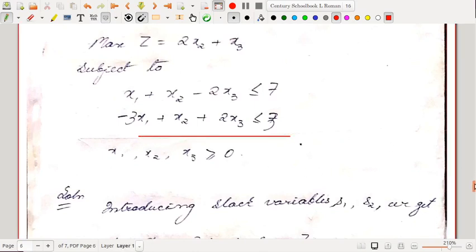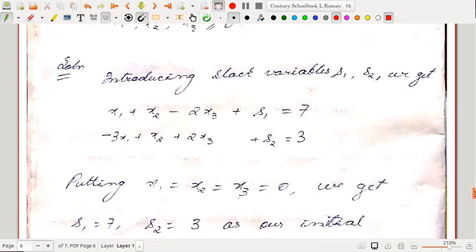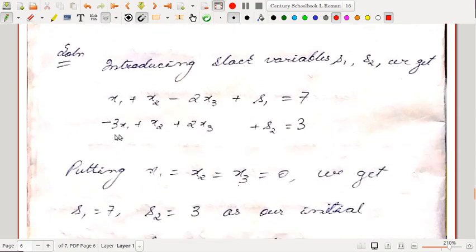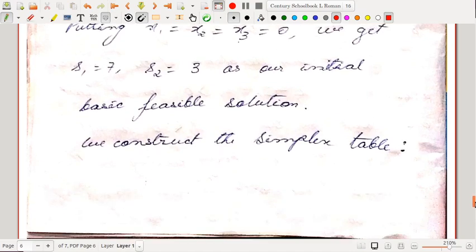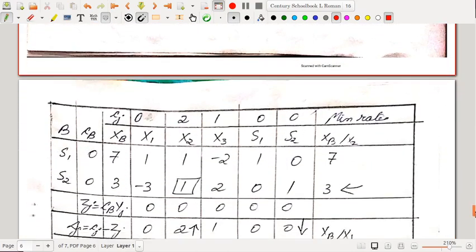We will proceed as we have done earlier, introducing slack variables s1 and s2, we get this, and then putting x1, x2, x3 equal to 0, we get s1 equal to 7, s2 equal to 3 as our initial basic feasible solution. So we construct the simplex table this way now.